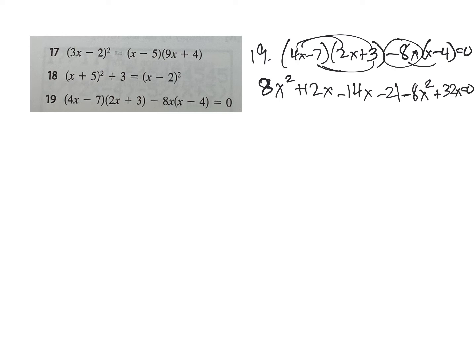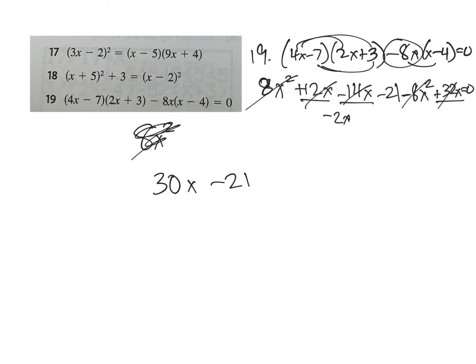The minus sign is on the 8. All right, so rewrite 8x squared minus 8x squared. That's gone. 12x minus 14x is negative 2x. And we have a positive 32x, so that makes positive 30x. Those are gone. And we have a minus 21 left over. Add 21 and solve.